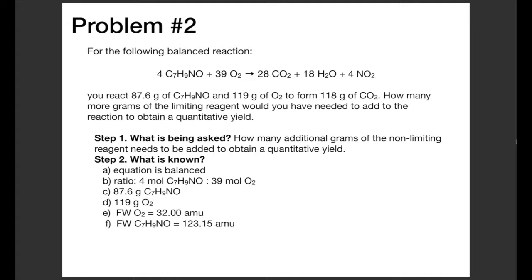What we know is that, 1, the equation is balanced. 2, we have a molar ratio of 4 moles of the carbon-containing compound to 39 moles of dioxygen. We start with 87.6 grams of C7H9NO. We start with 119 grams of dioxygen. The formula weight of dioxygen is 32 AMU, while the formula weight of C7H9NO is 123.15 AMU. I'm now going to work out steps 3 and 4 by hand.